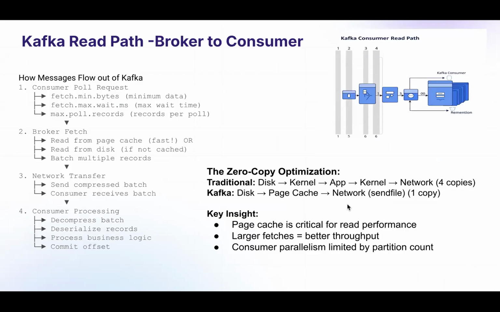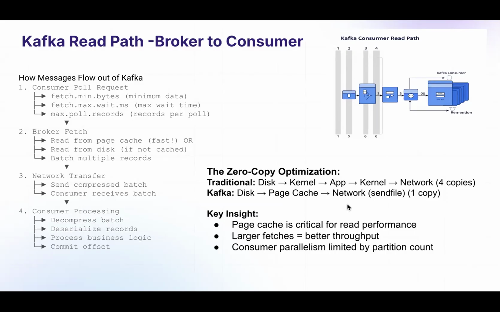So now let's see how consumers read data. This is equally important for performance. In step 1, a consumer sends a poll request with three key parameters. First is fetch.min.bytes, which says give me at least this much data. fetch.max.wait.ms says but don't make me wait longer than this. And max.poll.records limits how many records to return.